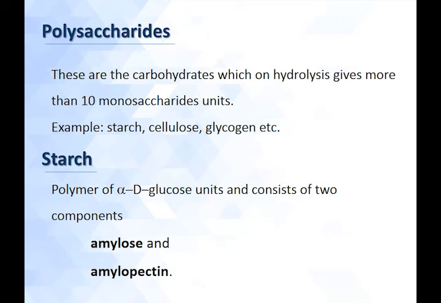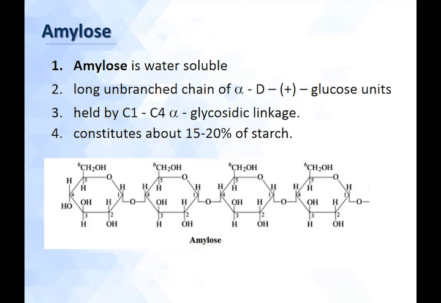Polysaccharides. These are the carbohydrates which on hydrolysis give more than 10 monosaccharide units. Example: starch, cellulose, glycogen, etc. Starch. Polymer of alpha-D-glucose units, and consists of 2 components, amylose and amylopectin.